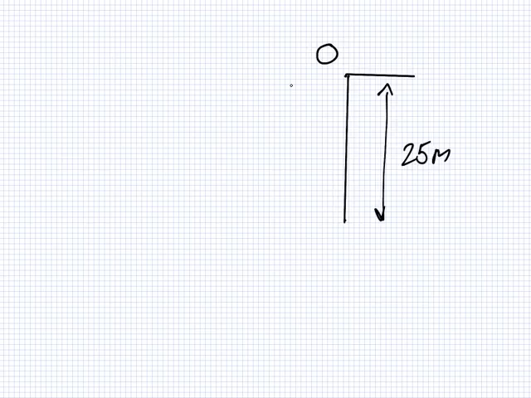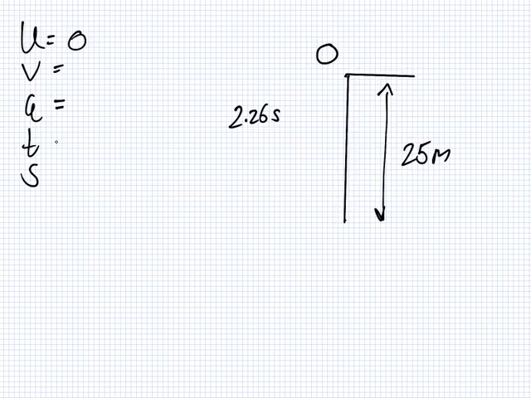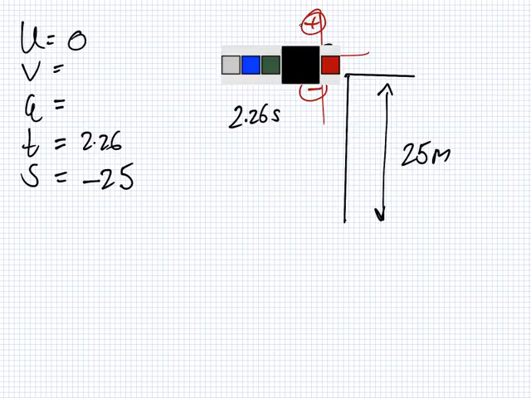Now, part of the reason I wanted to do this question is because I wanted to show you how I like to do the science. What did I say the height of the building was? 25 meters. And the time? 2.26. Right, now, UVATS: what's the U? 0. V, we don't know. A, we don't know. T, 2.26. And S? 25. Now this is what I prefer you to do. I would prefer you to say it's minus 25, because if we're starting here, remember I said down should be negative.